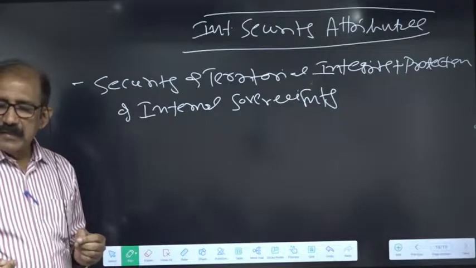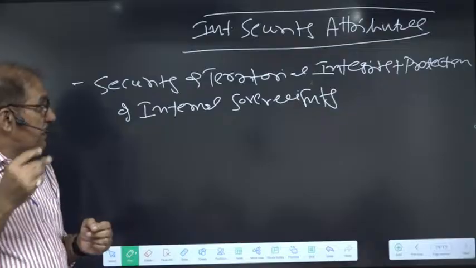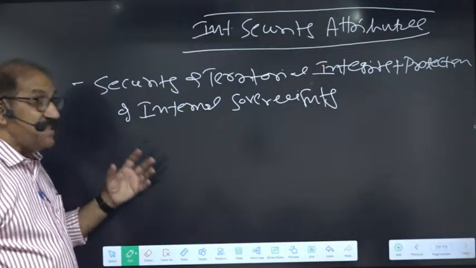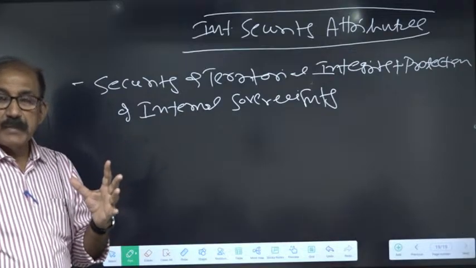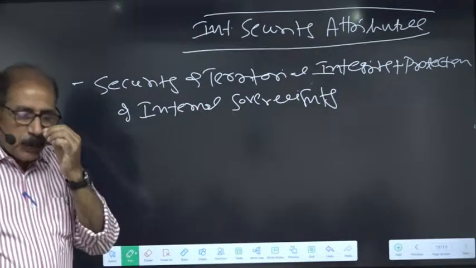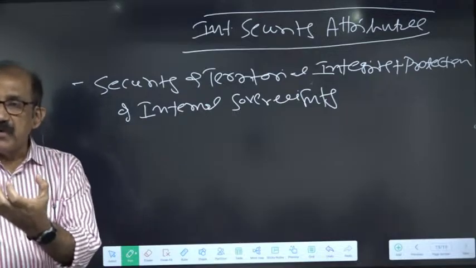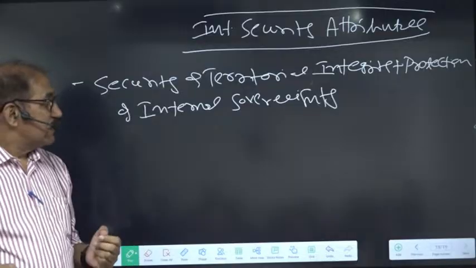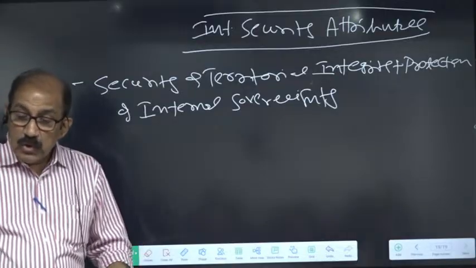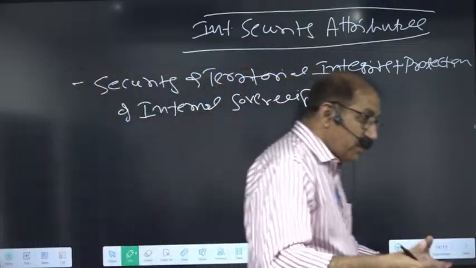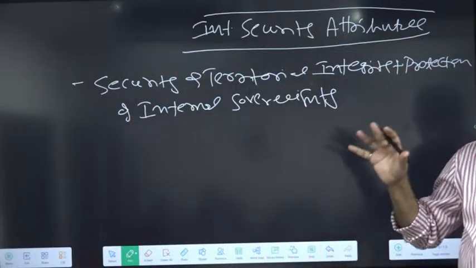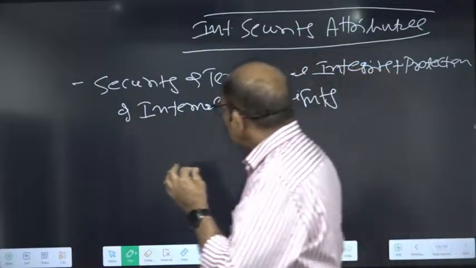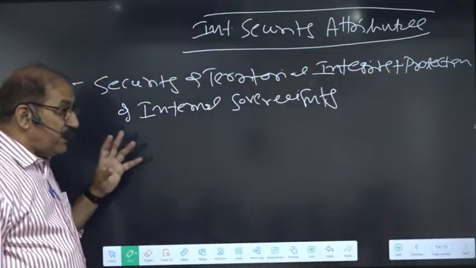Yes, it is most difficult to explain to the wise. Security of territorial integrity and protection of internal sovereignty. This is the first thing. Territorial integrity means nobody should be able to take away an inch of your land, nobody should be able to attack you. And within domestic matters, your government takes all the decisions, not impacted by anyone. That is internal sovereignty.